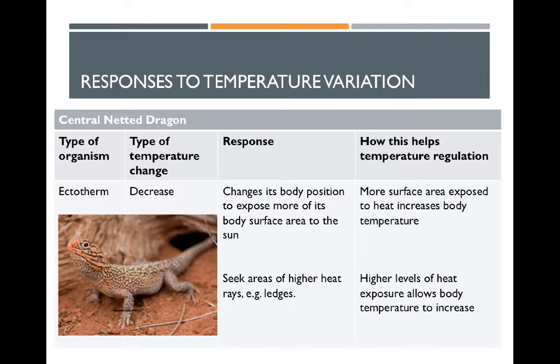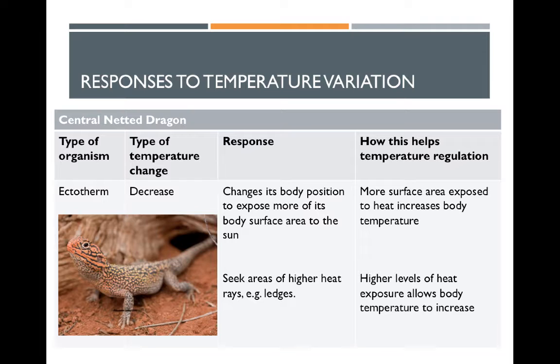So when temperatures decrease, the central netted dragon can change its body position. So it actually positions itself in a particular way in relation to the sun so that more of its body surface is exposed to the sun's heat. So there's more surface area of its body to absorb that heat off the sunlight, so it warms up a lot quicker and more efficiently.